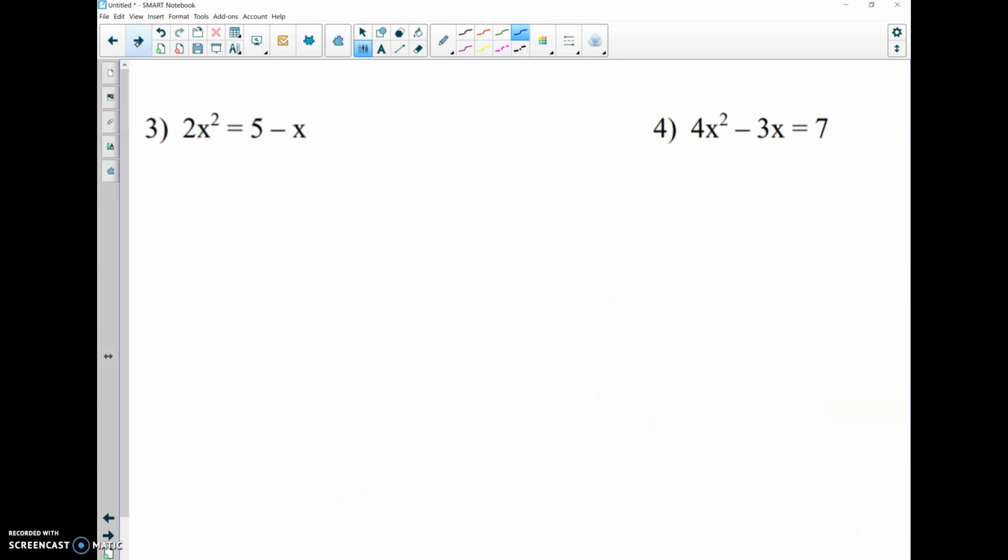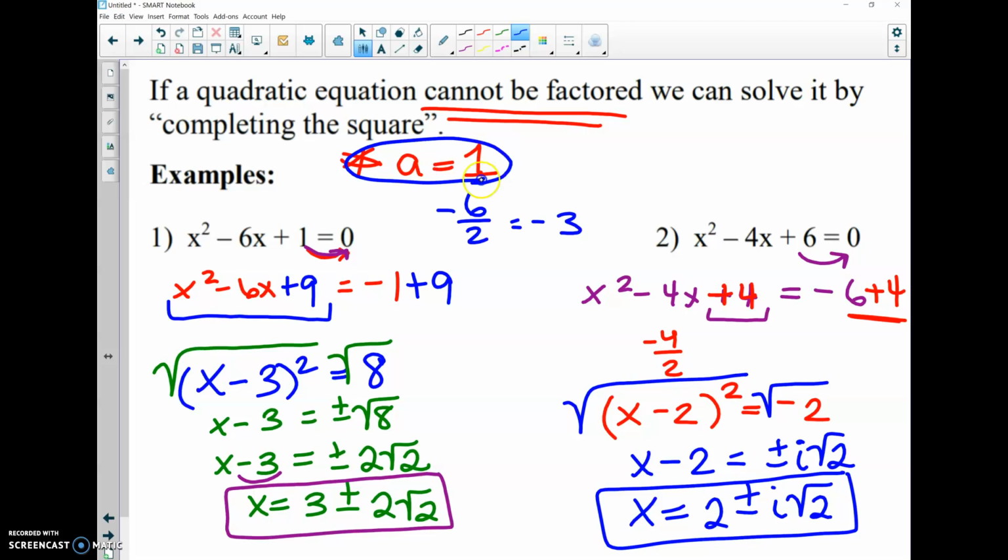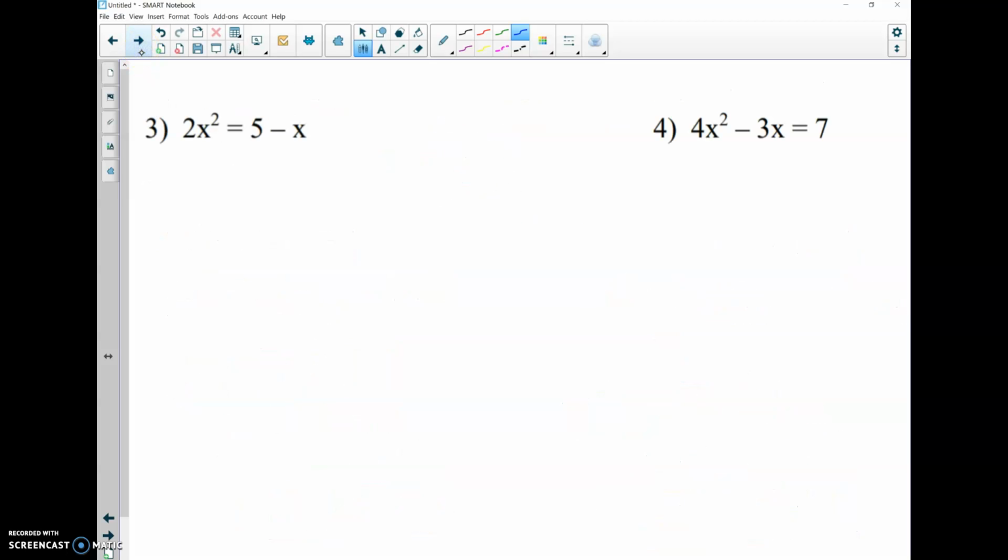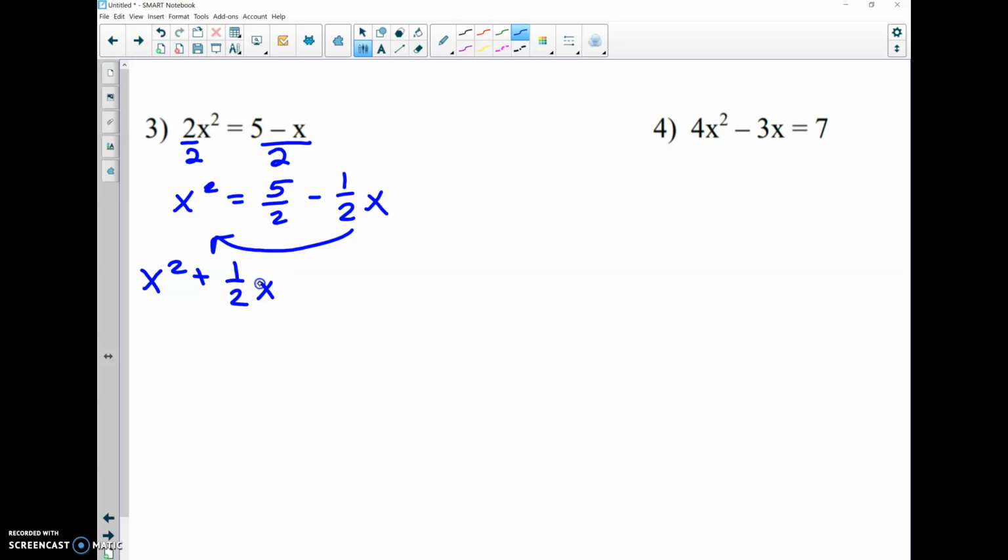All right, last 2 examples here. If we remember back here, we said A has to be equal to 1. So let's look here. A is not 1, so we have to do something to get it to equal 1. What operation can we do to get rid of the 2 in front of x squared? If you said divide, you are correct. We're going to divide our whole equation by 2. X squared equals 5/2 minus 1/2 x. I need the constant to be by itself, but I need both my x terms to be on the same side. So I'm going to move this guy over. X squared plus 1/2 x, leave a gap, 5/2.